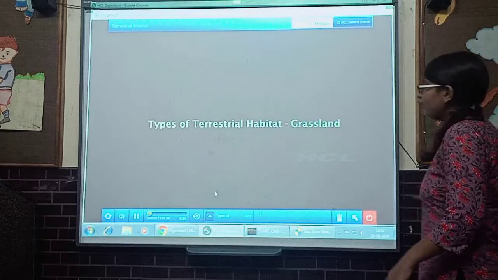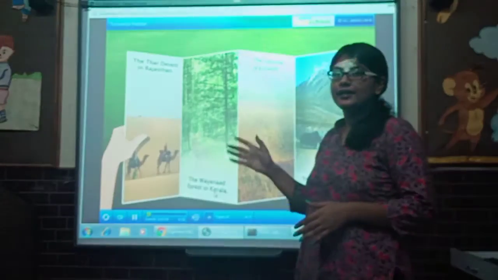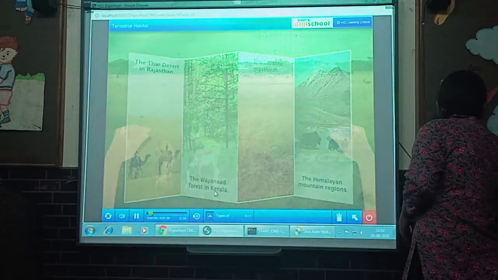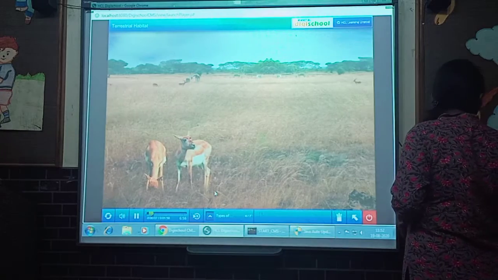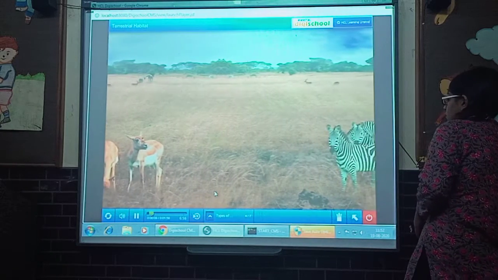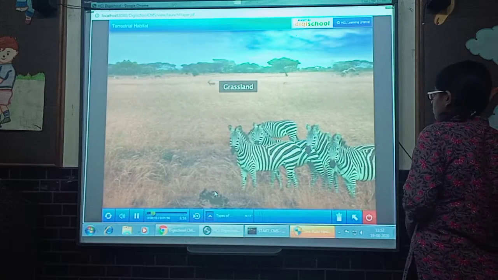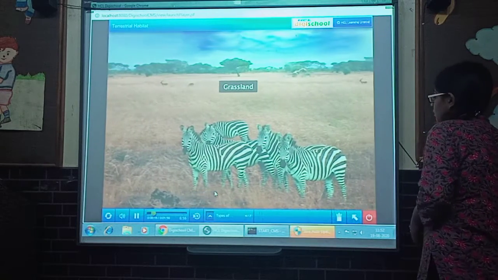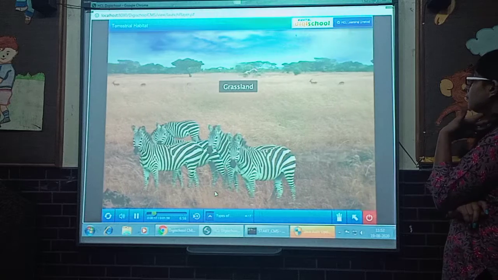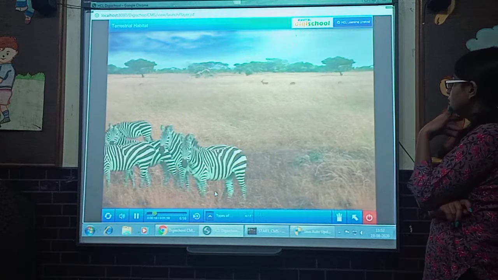One of the types of terrestrial habitat is grasslands. In the Terai Dua savanna grasslands, this region receives seasonal rain.